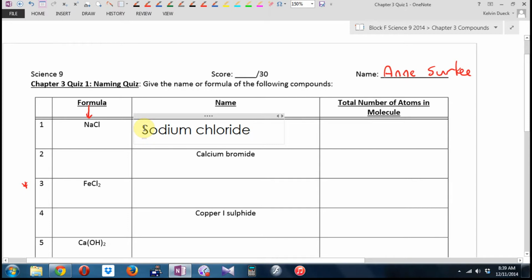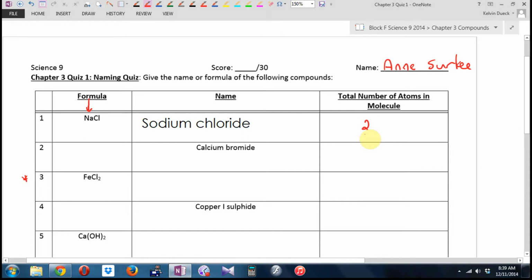In fact, usually what I do is I do a half mark for the first thing, half mark for the second. So half mark for sodium, half mark for the chloride. Total number of atoms in this molecule, 2. 1 chloride ion, 1 sodium ion.